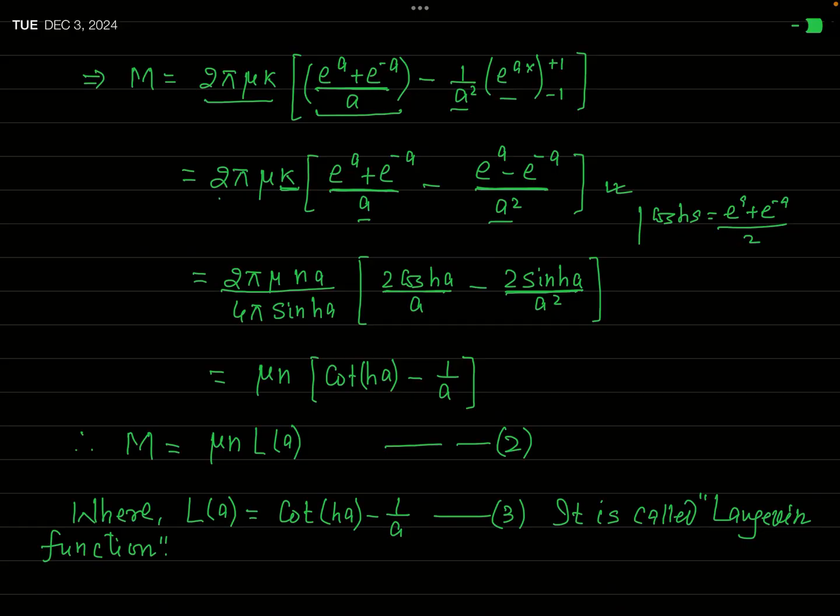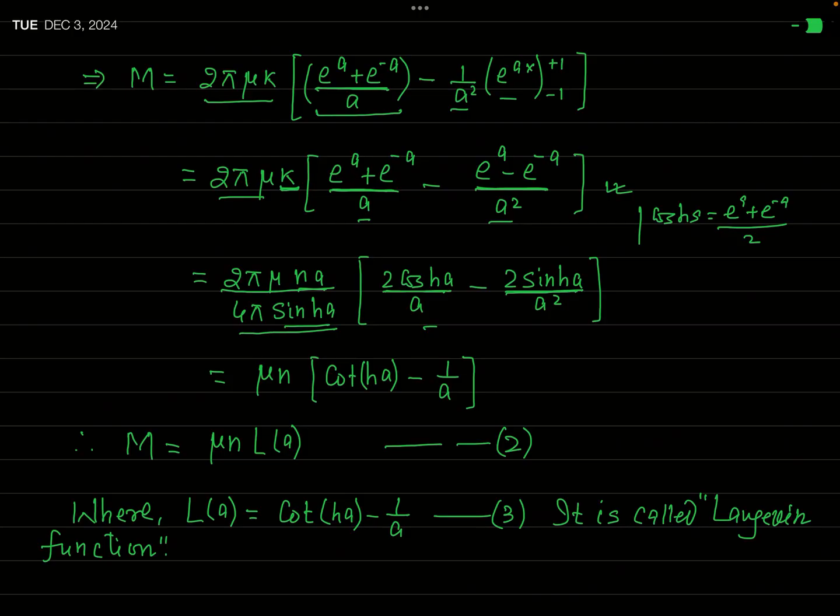So you can see this 2 pi mu factor is there, and instead of k we will write Na divided by 4 pi sinh a. This is the value of k. Now when we multiply by this a, or you can take this a as a common factor from this denominator, then this a in the numerator will cancel out. And divide by this sinh a to the terms inside the square bracket.